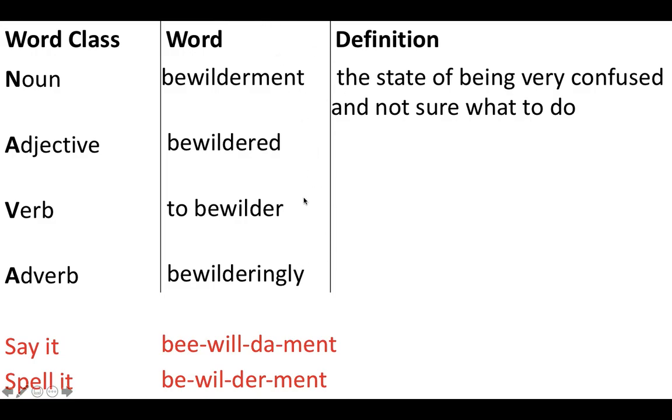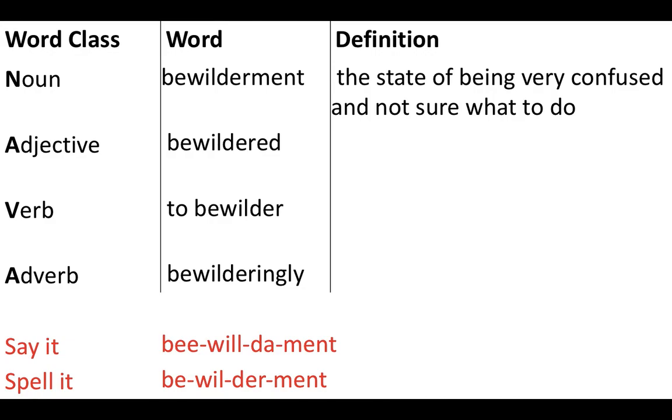And there's lots of different versions of this. You can say the adjective bewildered to describe somebody. You can say the verb to bewilder, so that's when you deliberately make somebody confused. And you can also use the adverb bewilderingly, so if something is done in a particularly confusing way. So pause the video now, you're writing down each form of the word bewilderment and what it means, which is being very confused.